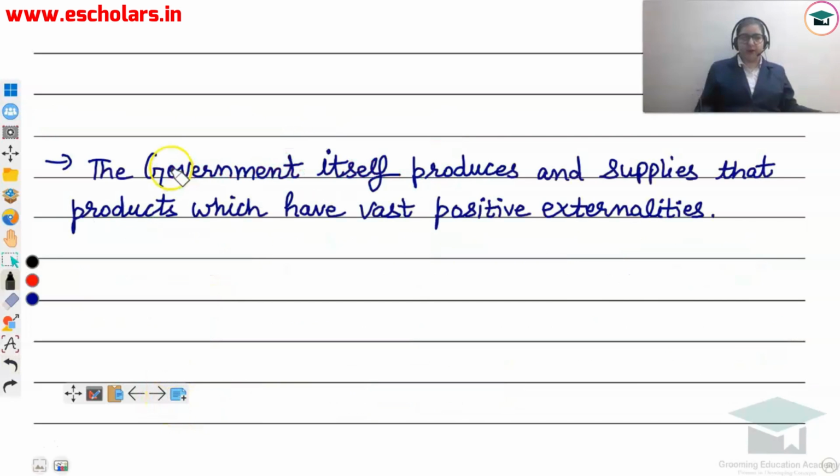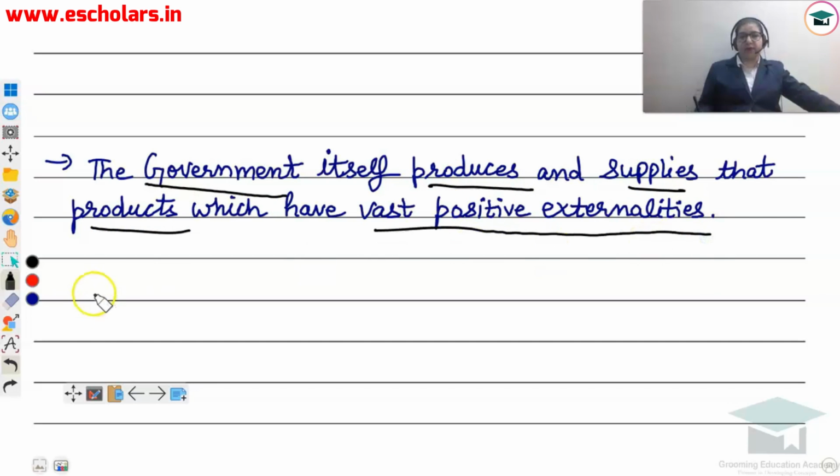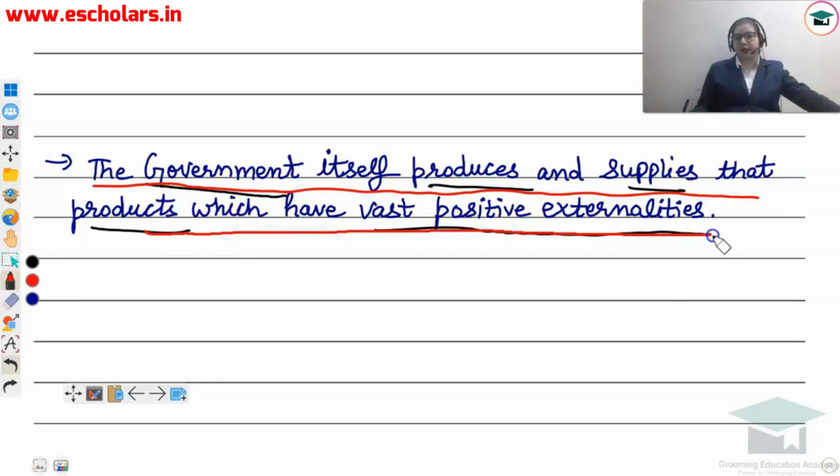Now further, the government also itself produces and supplies those products which have vast positive externalities. For example, public education which is provided by the government schools, public medical services which are provided by the government hospitals, etc. So the government itself produces and supplies those products which have vast positive externalities. The government itself produces and supplies the vaccines for coronavirus, right?